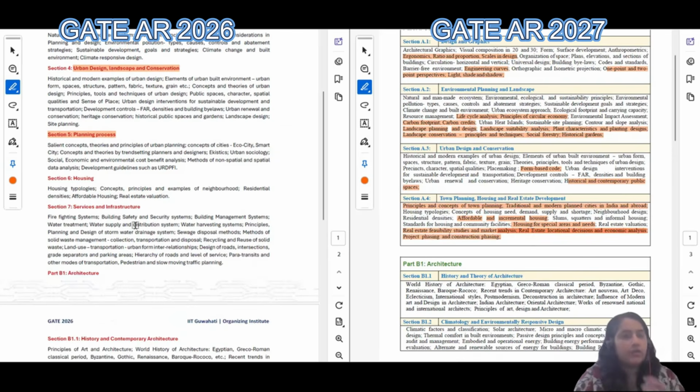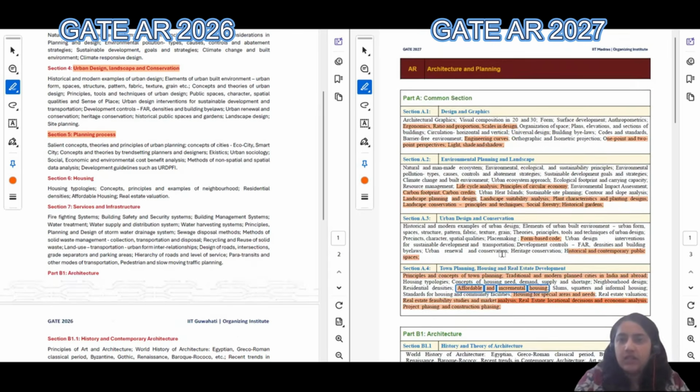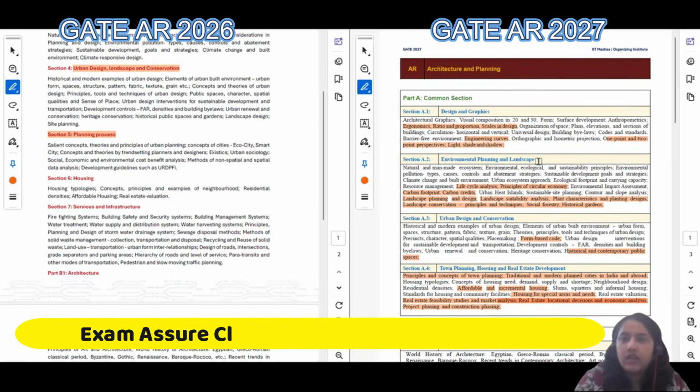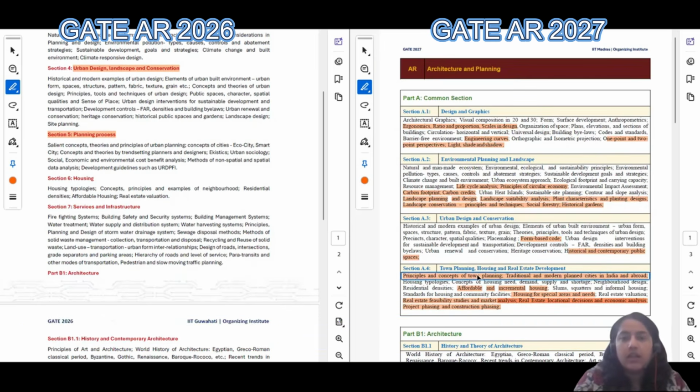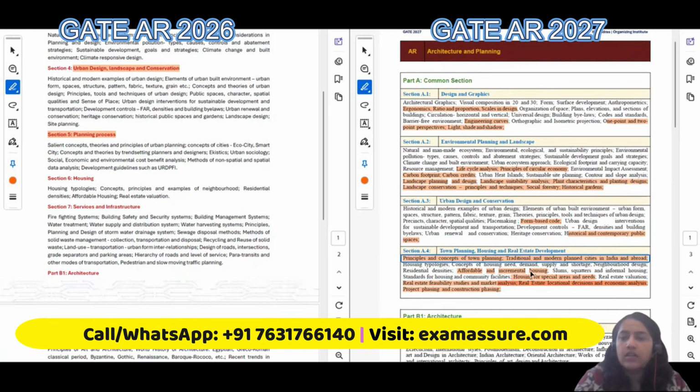Moving on, if we look at the 2026 syllabus here, we had 7 sections for part A. The services and infrastructure section from common section A of 2026 has now been merged into your architecture part B1. So in 2027, for common section A, we have only 4 sections. That is section A1, design and graphics, section A2, environmental planning and landscape, section A3, urban design and conservation, and section A4, town planning, housing and real estate development.